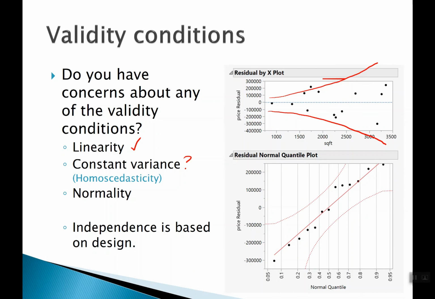Normality, it actually looks pretty good. These points are falling nice and close to the line. And JMP output actually helps you out by giving you these dotted lines as a guide. So the fact that you don't see anything outside of those dotted lines would indicate that there's no reason to think that this isn't normally distributed. And then independence, we said that's based on design. There's no pairing here, there's no time series, so I think that the independence condition would be fine.